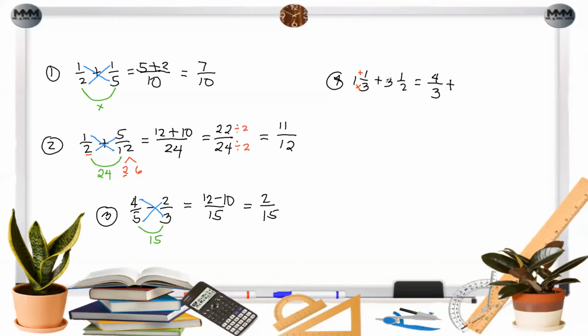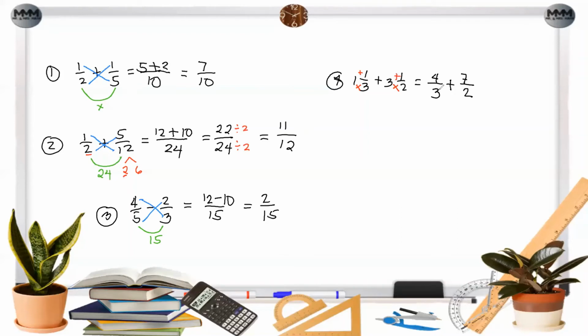We will use the same process again. So just copy the denominator of the second mixed number, that is 2. And then we will multiply. We have 3 times 2 is 6, plus 1 is 7. So we have 7 over 2. So after which, we will use the same process.